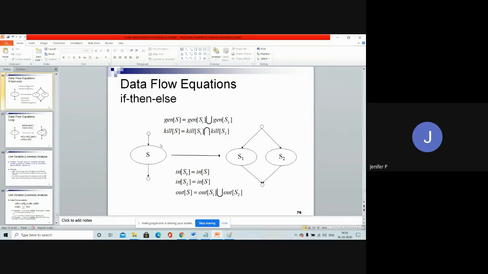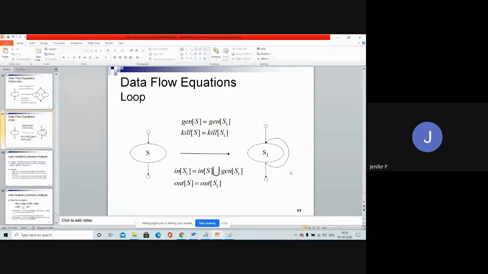Then kill of S: when will S be deleted or killed? At this point, this is a common point. Whether S1 is killed and reaches here, or S2, both S1 and S2 will be killed. That is, kill of S is equal to kill of S1 and kill of S2. Then in of S1 is in of S, and in of S2 is also in of S. Then out of S: either it reaches through S1, or with the help of S2. So out of S is equal to out of S1 or out of S2.